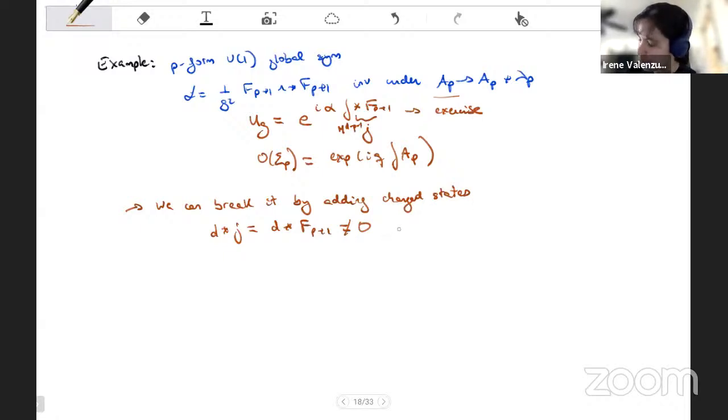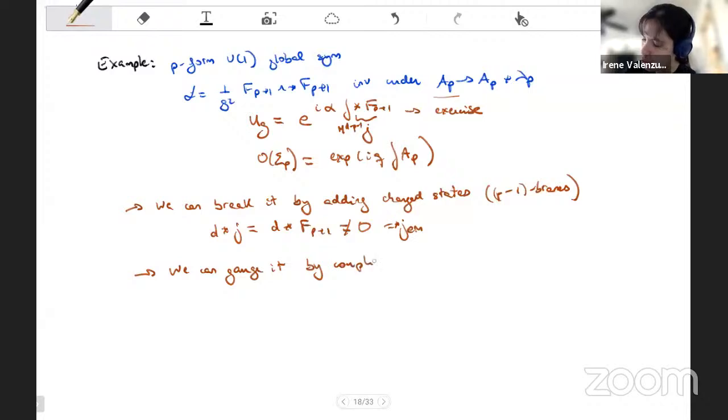if we have some charged matter. So what appears on the right-hand side is the electromagnetic current. This, in general, for a p-form gauge field, is broken by p minus 1 branes. Okay, the other option is that we can gauge it. And this is done by coupling to a p+1 gauge field.